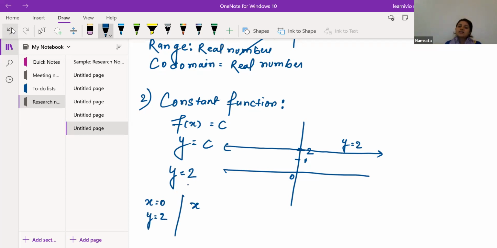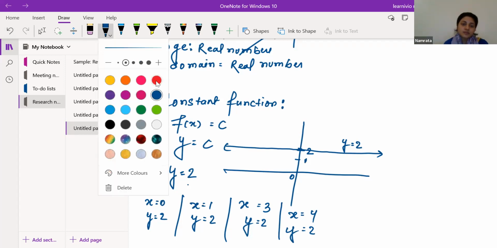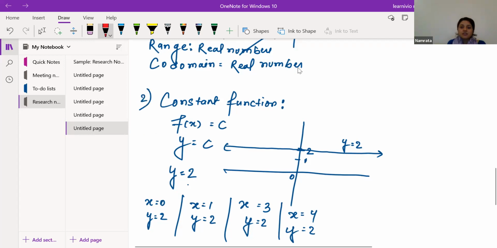You take x as 1, y is still 2, because you can't change the value of y. You take x as 3, y is 2. You take x as 4, y is still 2. That's why the graph is like this: whatever the x value is, let me mark it, here, here, here, here, whatever the y value is, everywhere it is 2 only.